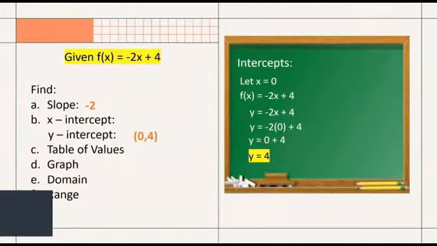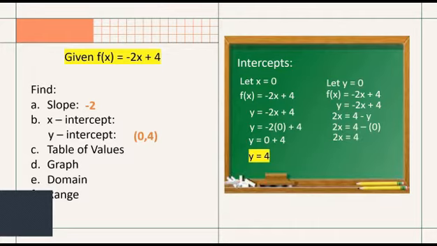Now let us find the x-intercept. Let y is equal to 0. Write the given function. y is equal to negative 2x plus 4. This time, you need to apply the addition property of equality to get x equal to 4 minus y to solve for the value of x. Then substitute y as 0 to get x equal to 4 minus 0.